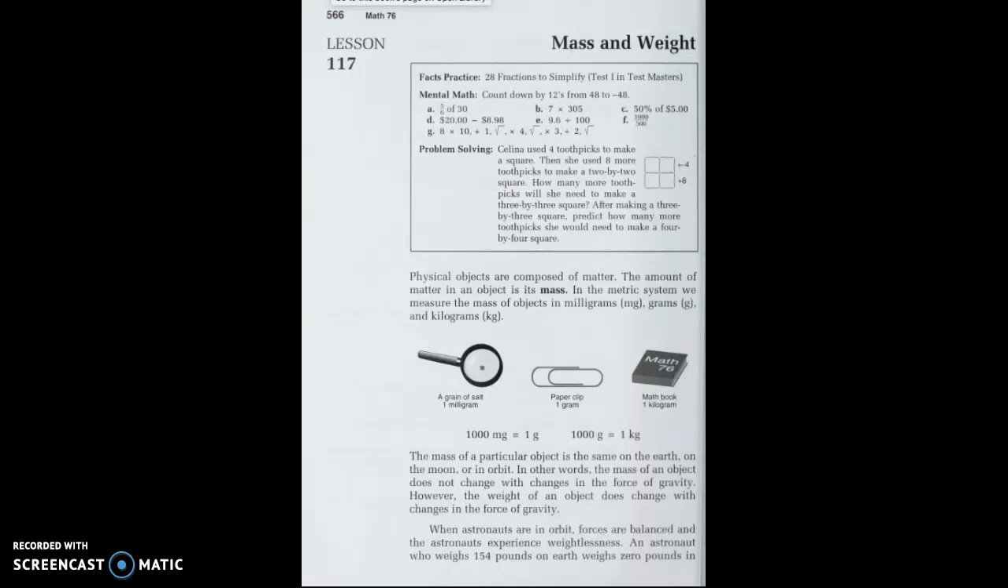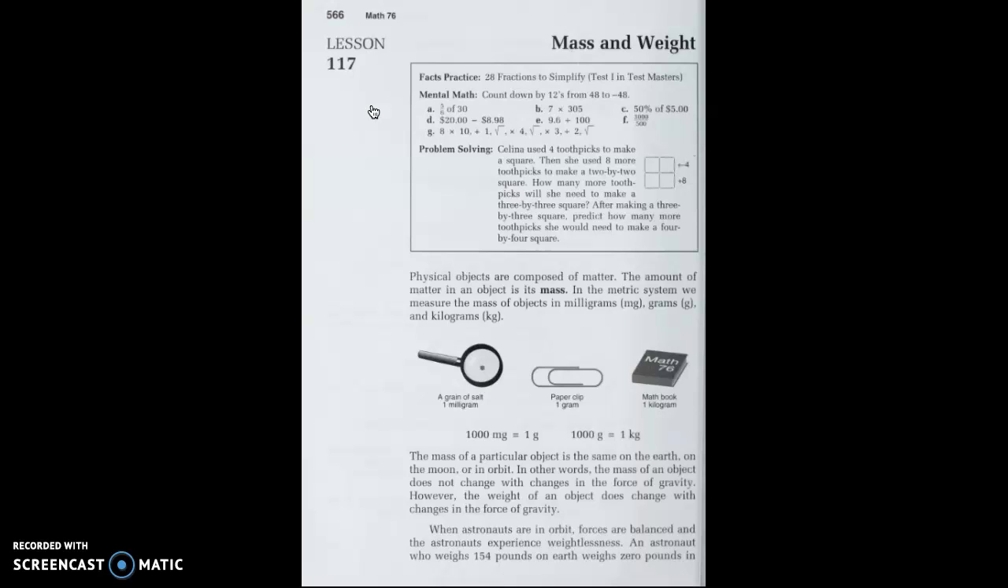So today we're going to be talking about mass and weight. You should be on lesson 102. You should have already done your facts practice and your mental math warm-up, including your problem solving. By now you know that you should have those done before you start this video. I know it says lesson 117 up here, but disregard, this is from 1997. In your book, you should be on page 551 and it's lesson 102.